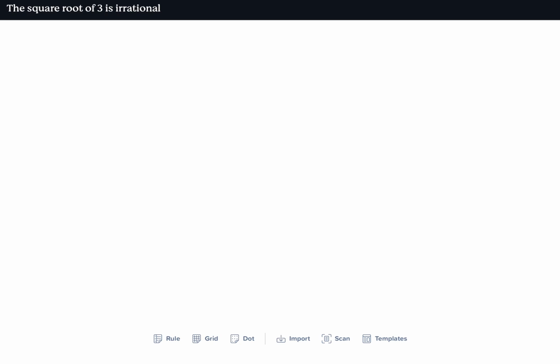Like with the square root of 2, we proved that using a method of contradiction. We're going to do the same for this proof. So suppose, for a contradiction, that the square root of 3 is rational.